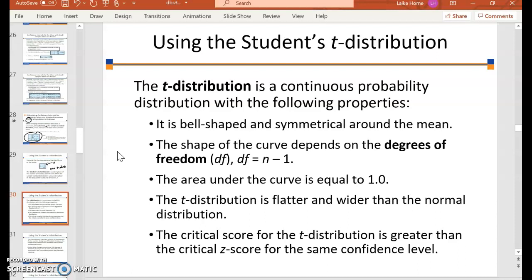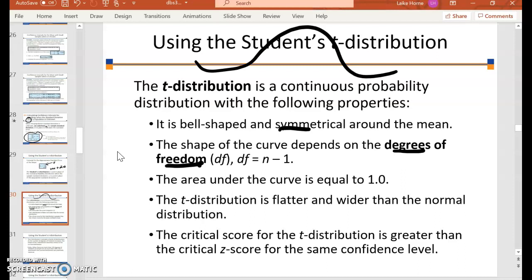Okay? So the t-distribution is a continuous probability distribution. So it continues just like the normal. It is bell-shaped and it is symmetrical. So that part is the same. The shape of the distribution is going to depend on what we call the degrees of freedom. Degrees of freedom is just n minus 1. The area under the curve is still going to equal 1.